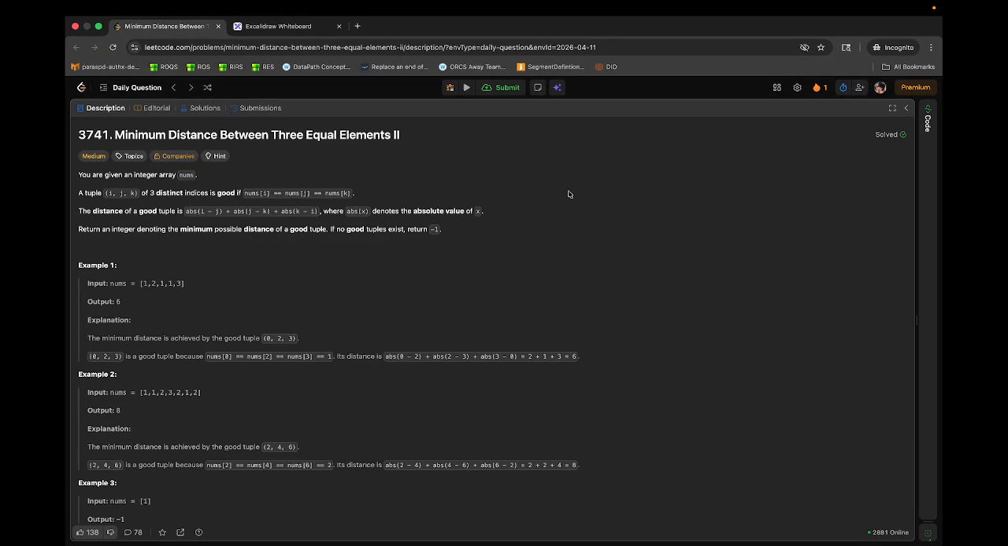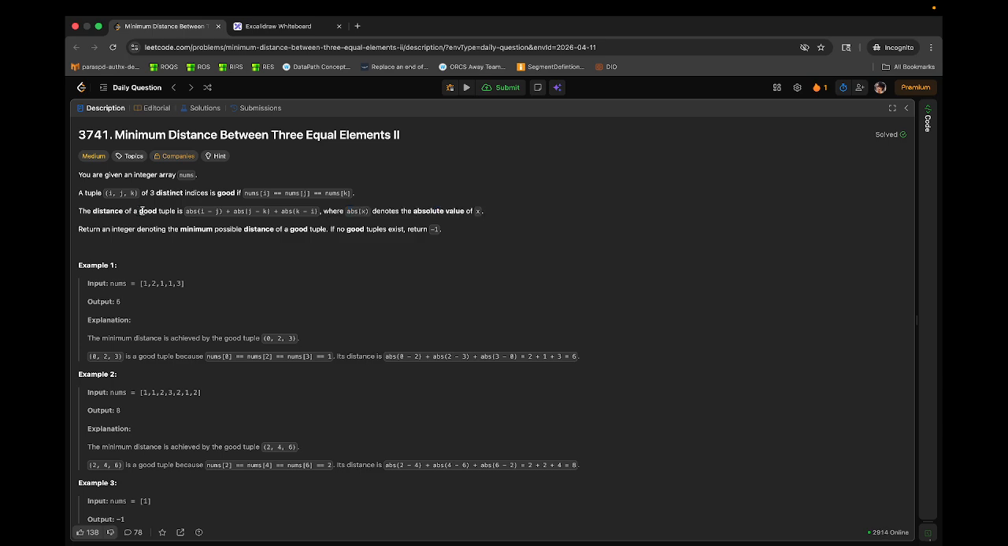Hi. So today we are going to discuss this daily problem named minimum distance between three equal elements. So what does the question say? You are given an integer array nums. A tuple of three distinct indices i, j, k is good if all of the elements at those three indices are equal. The distance of a good tuple is defined as the absolute sum of the differences between every pair of indices, where abs(x) defines the absolute value of x.